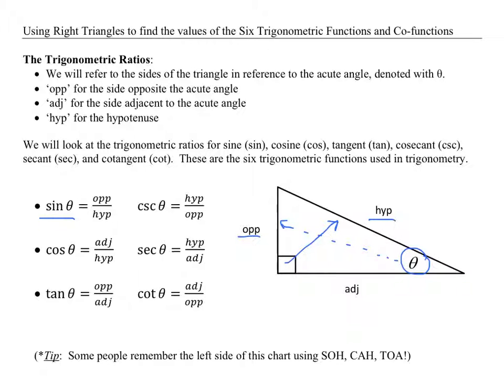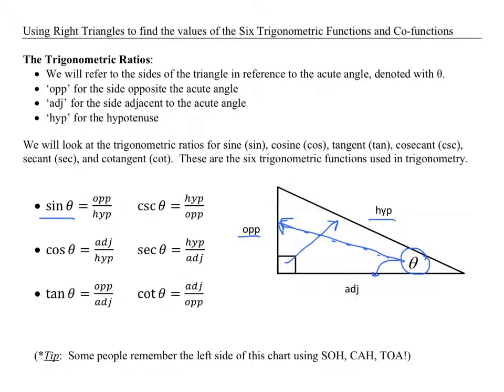And opposite means I have to drive my car over to the other side here, and it takes a long time to get there. Adjacent is just next door. So the sine of this angle is the ratio of the side opposite to the hypotenuse. The cosine is the adjacent side over the hypotenuse, that ratio. The tangent is opposite side over adjacent side.